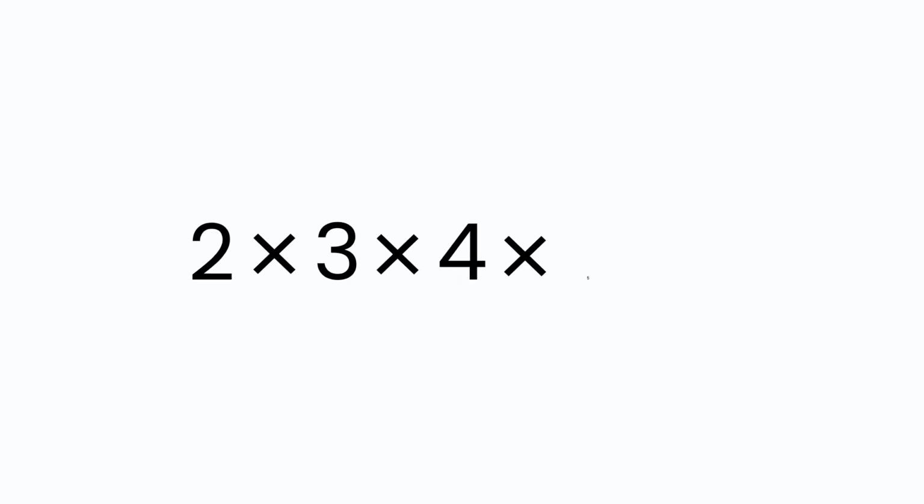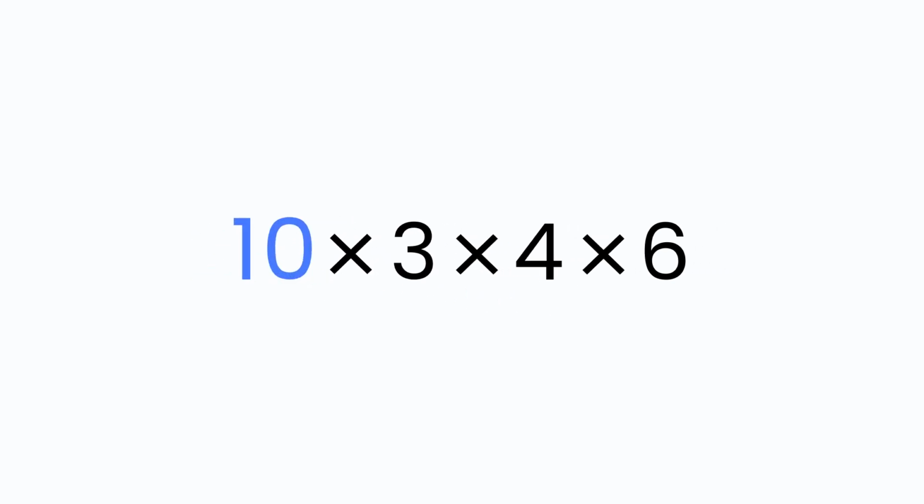Here's a slightly larger example. What if you want to find 2 times 3 times 4 times 5 times 6? You know from the previous example that you can multiply the factors in the order you find easiest. I think like this. First, I look for factors that can make a 10. I have a 2 and a 5 whose product is 10.